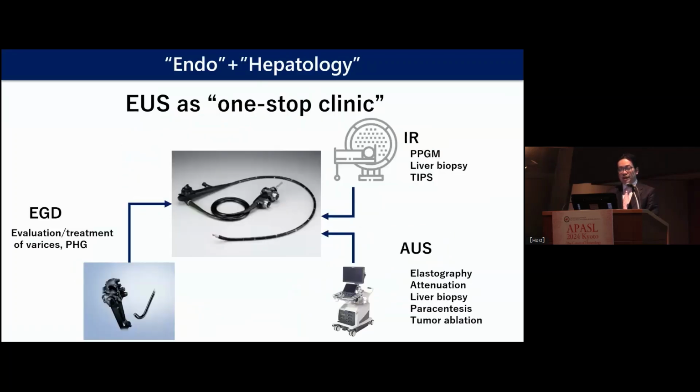Endohepatology means endoscopy and hepatology. Previously, we used the EGD scope to evaluate and treat varices and portal hypertensive gastropathy. We used ultrasound for elastography and attenuation for fatty liver, liver biopsy, paracentesis, and tumor ablation like RFA or ethanol injection. The radiologists performed portal pressure gradient measurement, liver biopsy, or TIPS. Now we can do this using EUS as a one-stop clinic.